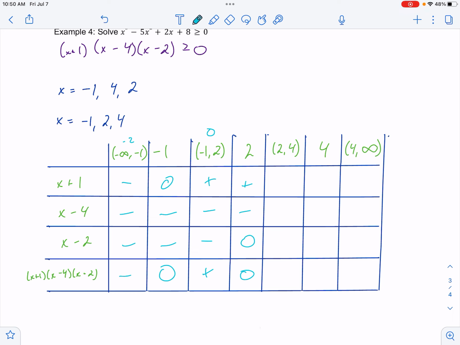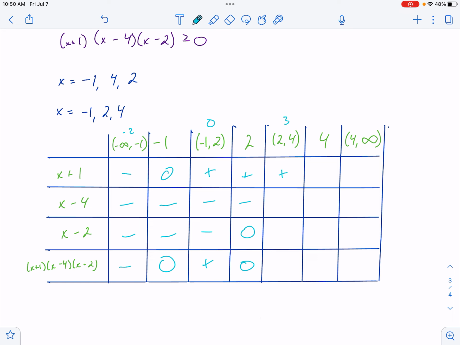Okay, pick a number between 2 and 4. 3. 3 into x plus 1, positive. 3 into x minus 4, negative. 3 into x minus 2, positive. Overall, negative. When we have the x-intercept of 4, 4 into x plus 1 is positive. 4 into x minus 4 is 0. 4 into x minus 2 is positive. Overall, 0. And last but not least, pick a number greater than 4.